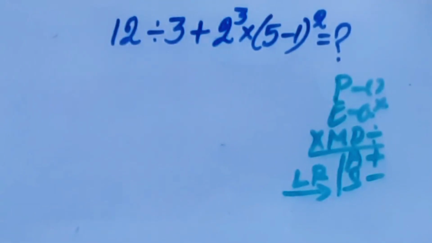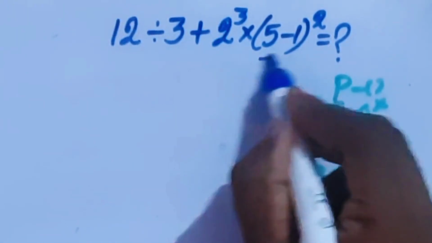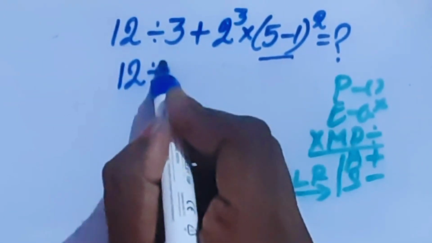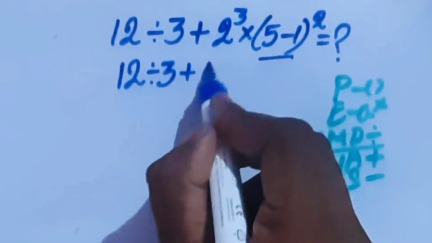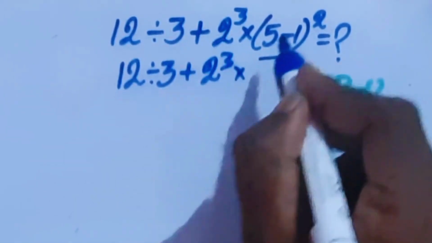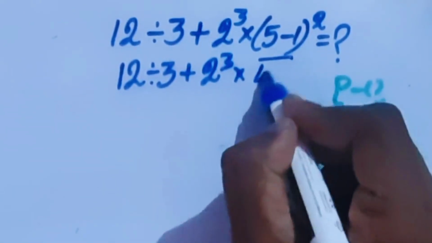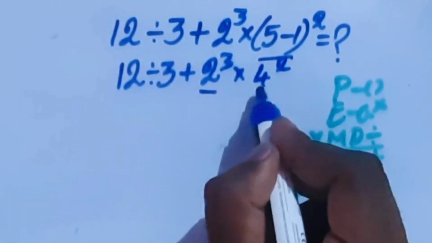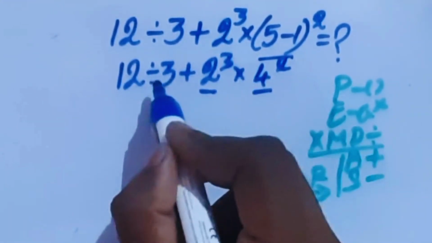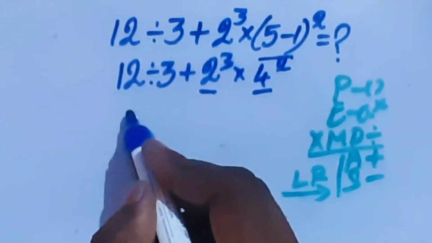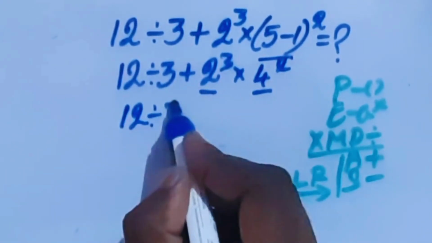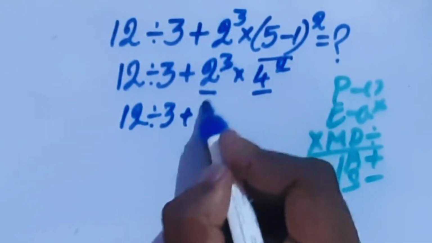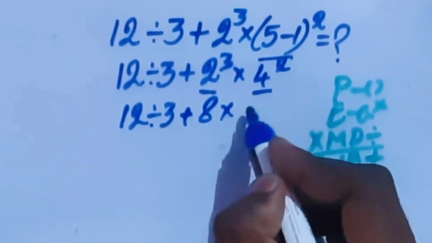Here as per this order of operations PEMDAS, the bracket is higher priority, so we have to do this bracket before the other operations. Here 12 divided by 3 plus 2 power 3 times (5 minus 1), which is 4 to the power of 2. Here the next priority is the exponent. We have the exponent, so we have to do this exponent before the division, addition and multiplication. So 12 divided by 3 plus here the exponent 2 power 3 is 8, times here 4 square is 16.